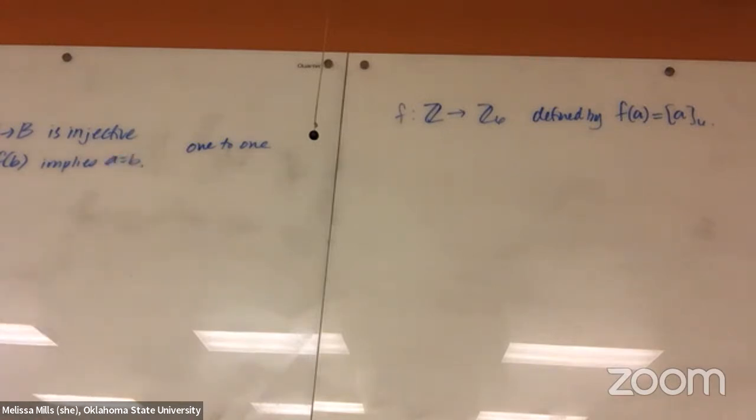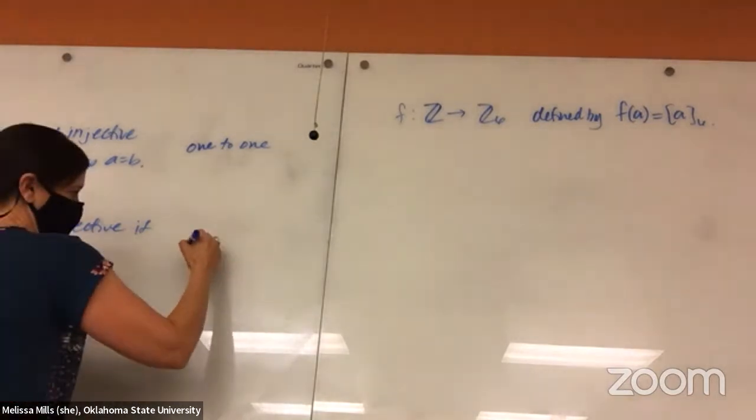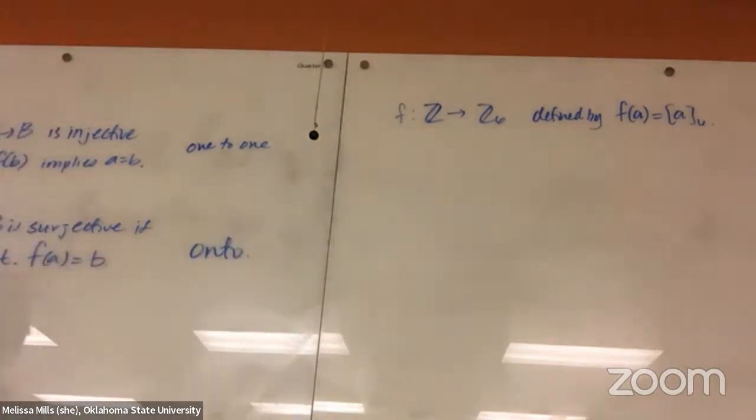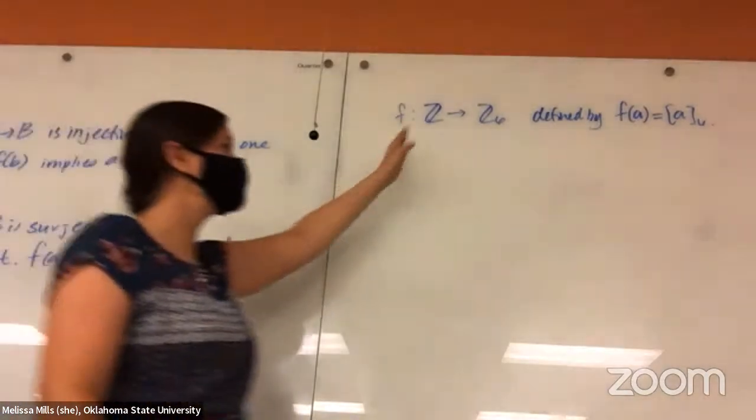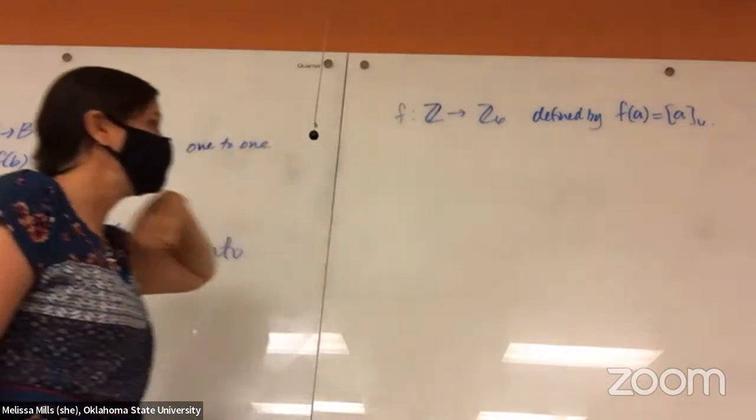Okay. And so a function is surjective if for every b in B, there exists an a in A such that f of a equals b. The wording for this one is onto. In other words, everything over here gets mapped to by something, so it hits all the elements. So is this mapping going to be onto? Are we going to hit every element of Z mod 6? Yeah, we are. We're going to hit everything.